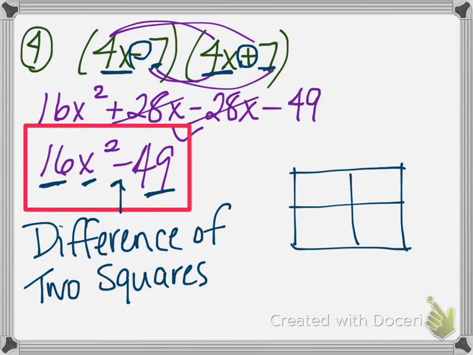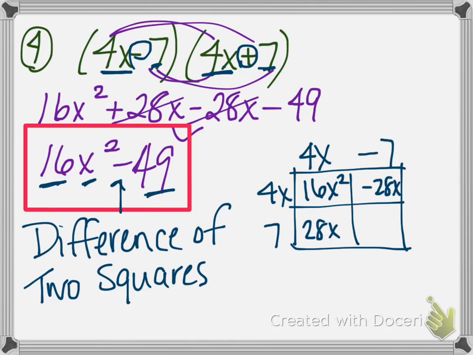But it helps in factoring. You'll see a problem like this on the other side. So 4x minus 7, 4x positive 7, same thing will happen. 4x and 4x, 16x squared. 4x and negative 7, negative 28x. 4x and positive 7 is a positive 28x, and 7 and negative 7, negative 49.